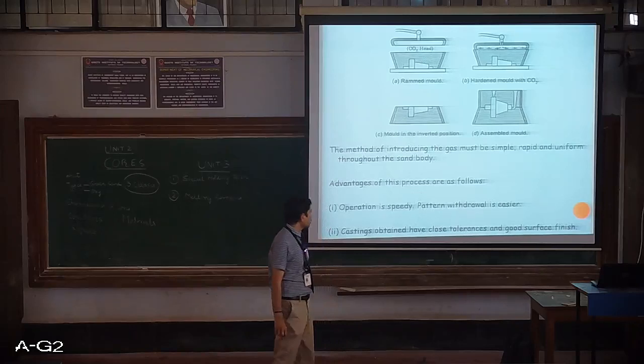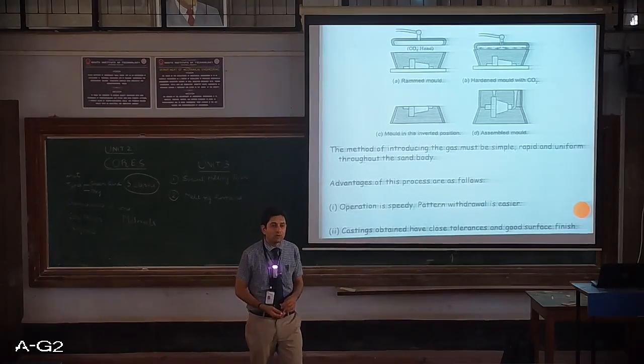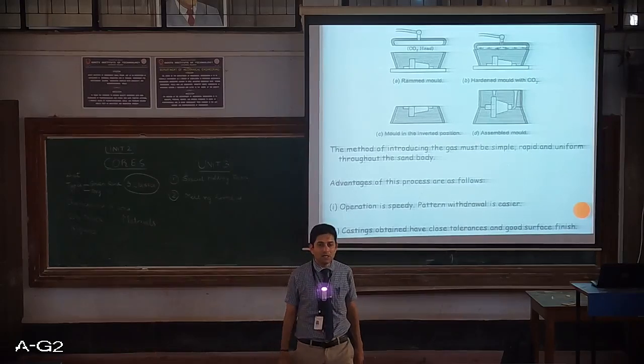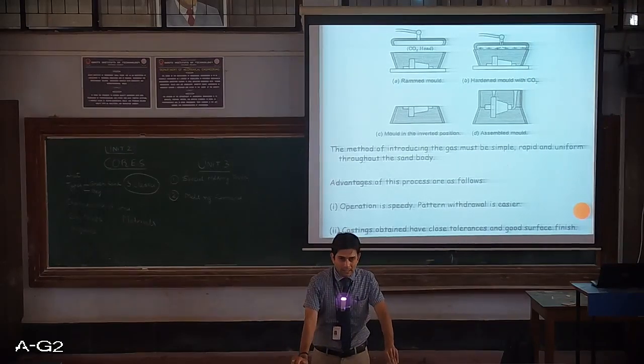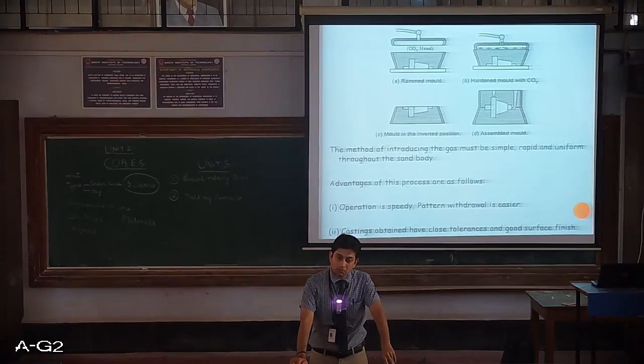And castings obtained have close tolerances and good finish. One of the basic reasons why you make use of carbon dioxide gas to harden the mold cavity is that you will get a better surface finish and dimensionally accurate castings out of it. So for these reasons you make use of this carbon dioxide gas.